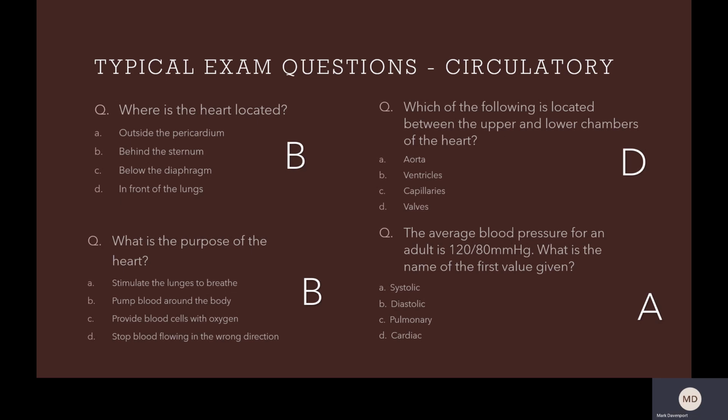And then the final one, the average blood pressure for an adult is 120/80. What is the name of the first value given? If you remember from the Principles of Exercise, I discussed this. So there's systolic, diastolic, pulmonary, cardiac, and the answer is systolic. Diastolic is 80 in that example. So you've got your systolic first, when your heart actually pumps, and then when it relaxes and refills, that's diastolic. There we go. So there are some typical exam questions on the circulatory system.